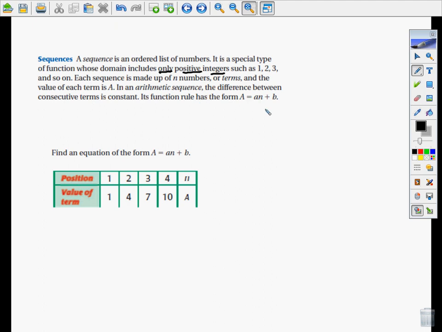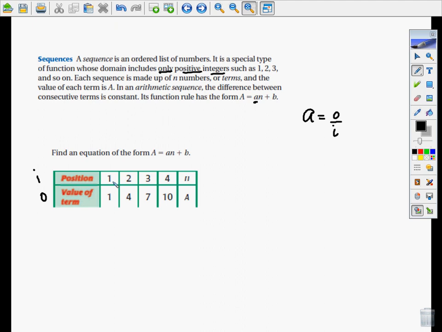Its function rule has this form: a equals an plus b. Well, guess what? This little a is the same as the little a that we did before. So a is still output over input. This is my input, this is my output. Here, when we do a function rule, these first numbers are the positions.